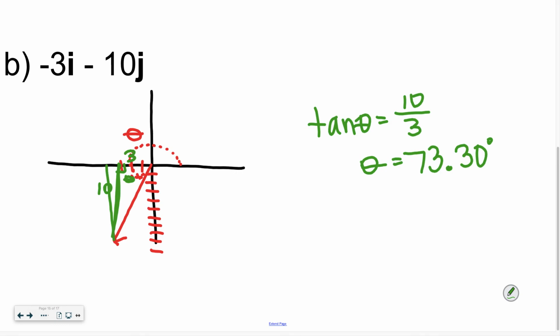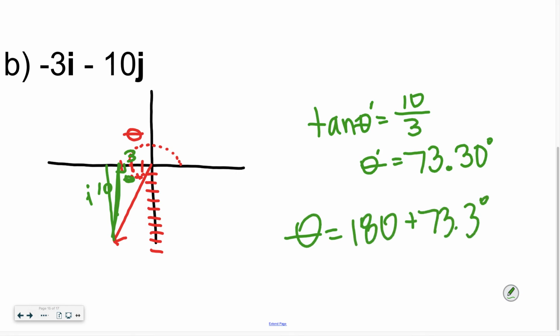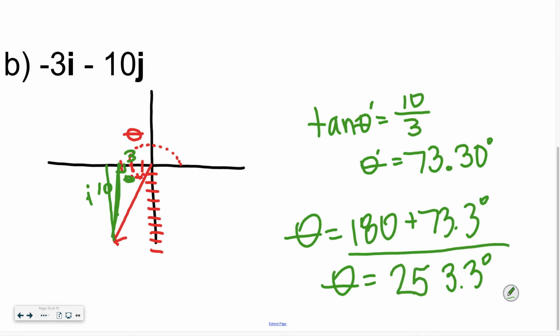Is that our direction? We need to be in the third quadrant. If we have a reference angle in the third quadrant, we need to take 180 and then add our angle. So this is more like our reference angle. Our direction angle is actually 180 added to it. So our angle would be what? Okay. That's our direction.